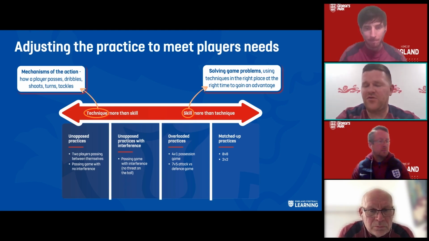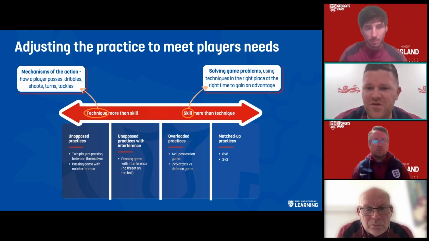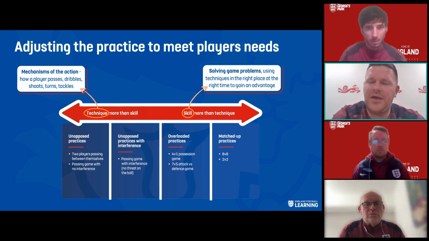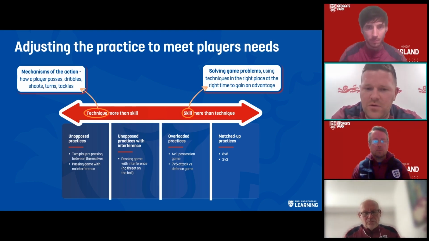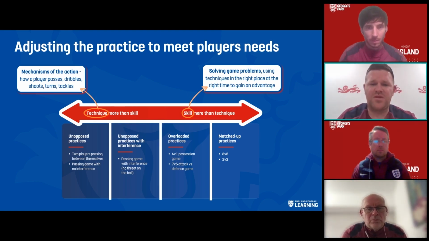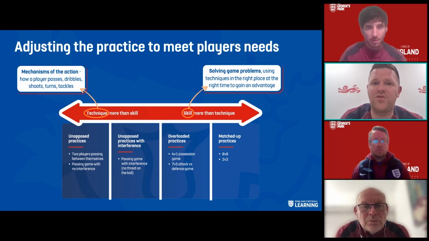So again, it goes back to knowing your players and understanding where they are. If we look towards the right of the screen, where it says more matched up practices, linked to that, you're going to have more decisions to make, more problems to solve. We're not saying don't use unopposed practices. We're just thinking, is that the right thing to do for your players? How long do you stay there? And again, you can move up and down the practice spectrum as you see fit.